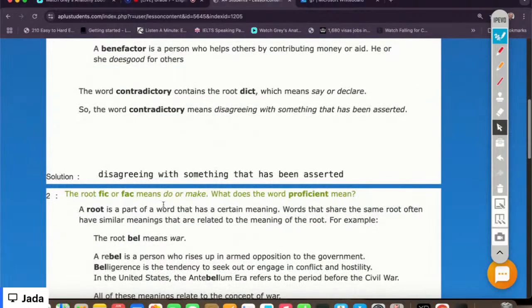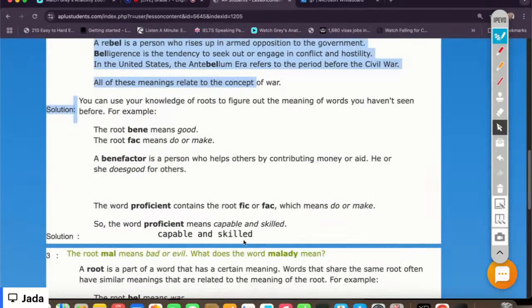Now the root fic or fact means do or make. What does the word proficient mean? So proficient means capable and skilled, because fic or fact means do or make. Okay?